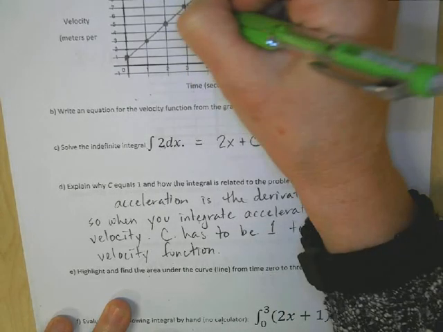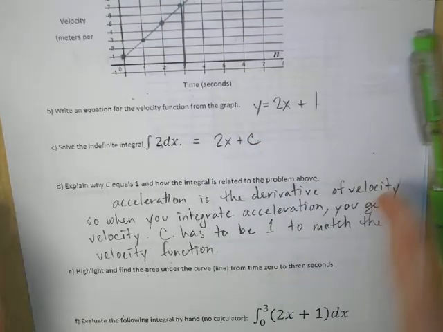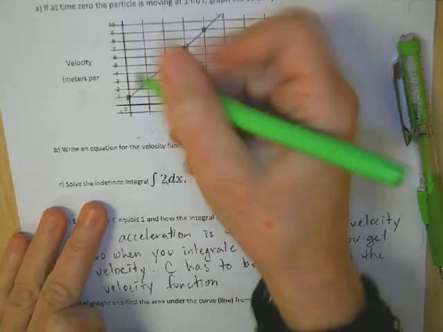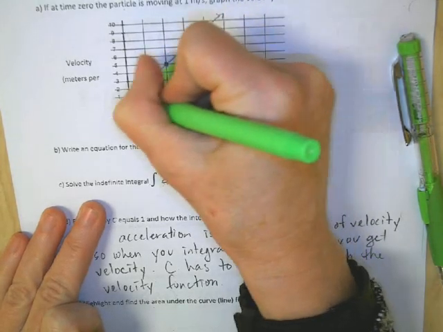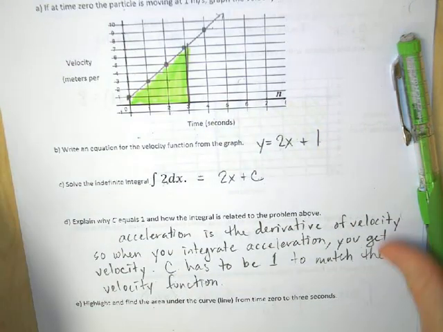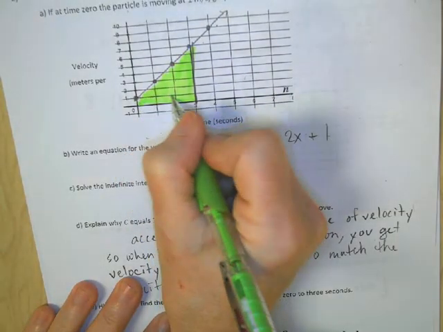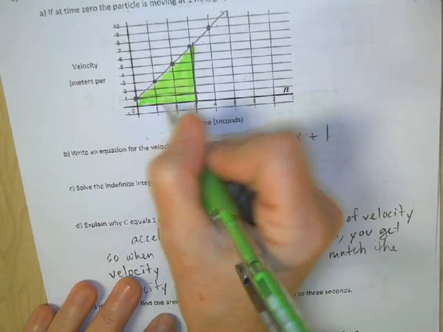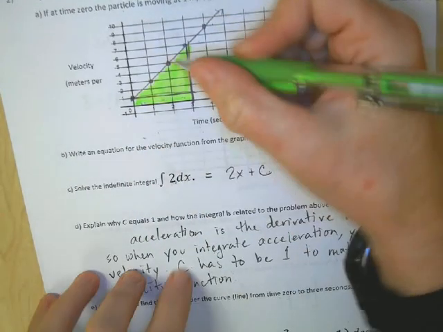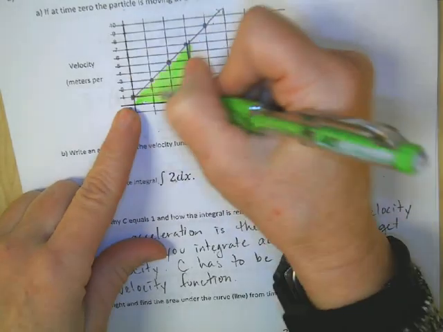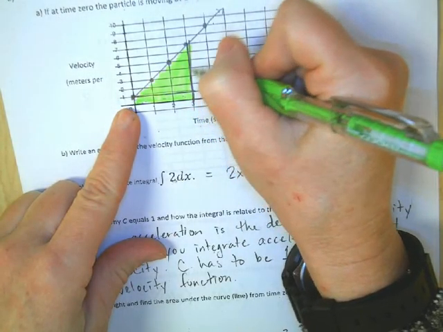All right, highlight and find the area under the curve from time 0 to 3 seconds. Okay, we're going to 3 seconds. So I want to find this area. Okay, a couple ways I could do this. I noticed that if I cut it right here, I have a triangle. I've got 3 units here, 1, 2, 3, and then I have the area of this triangle. So I have 3 by 1, 2, 3, 4, 5, 6.